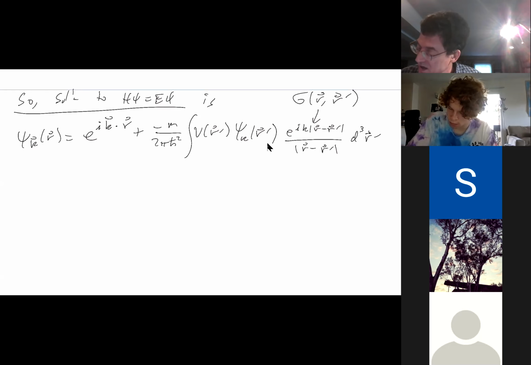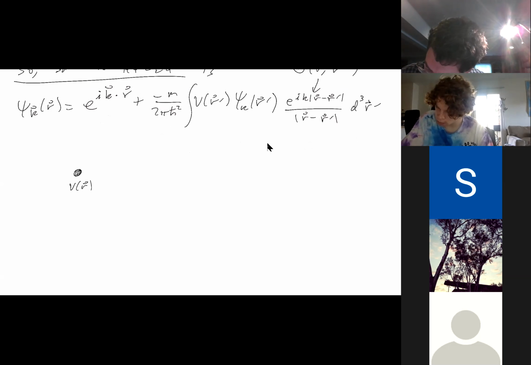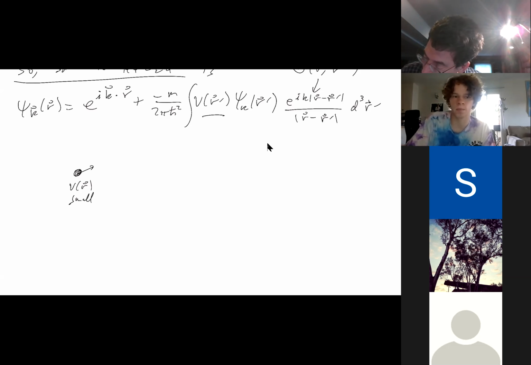And all right, so now we still want to see if we can get that to be something a little bit more manageable. And so what we do is we do a trick. We assume that V of r is small, and it usually is. Like if I'm scattering off of a proton, the proton is pretty tiny. So the size of this integral is set by V of r prime, and we say that that's small.